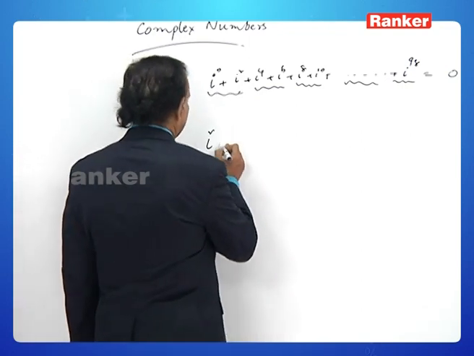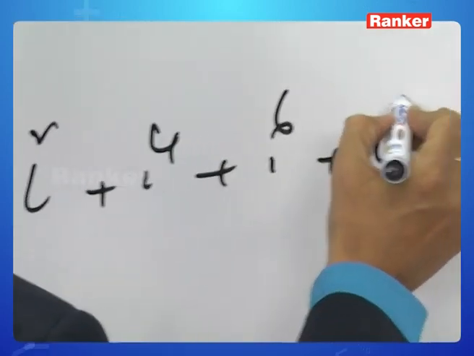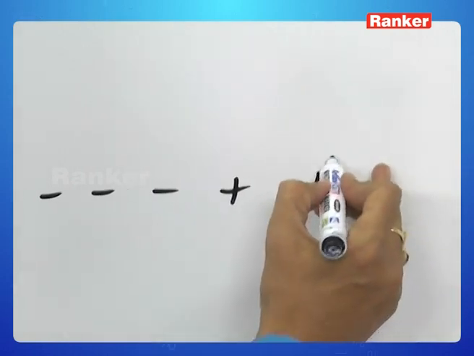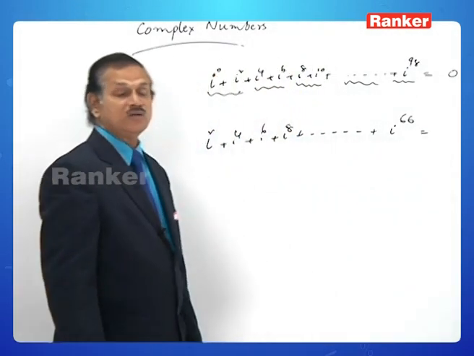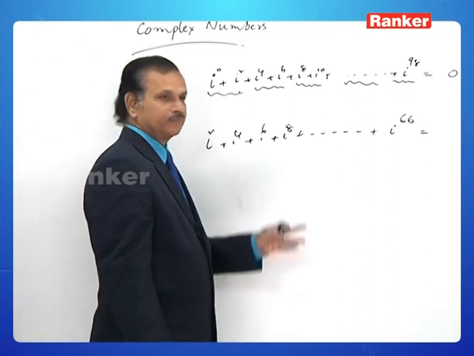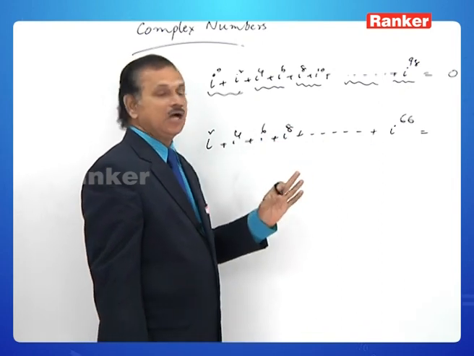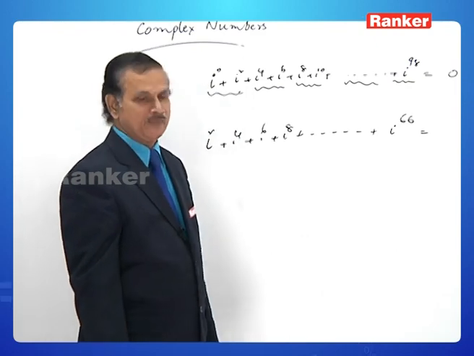Now let me change this question: i square plus i power 4 plus i power 6 plus i power 8 plus etc., up to i to the power of 66. What is the answer? Now, how many terms are here? 2 1s are, 2 2s are, 2 3s are, 2 33s are. 33 terms are here.